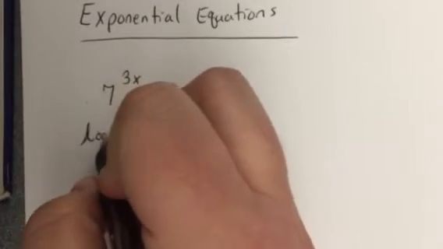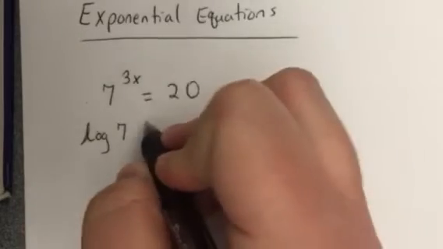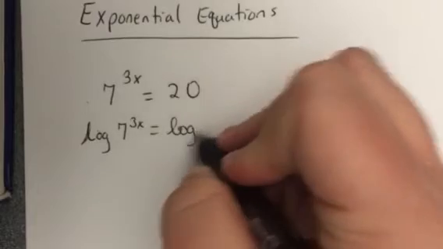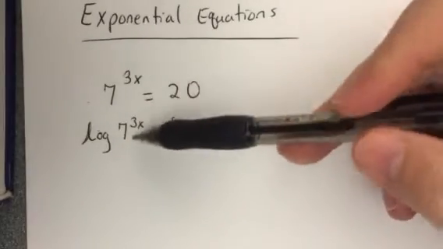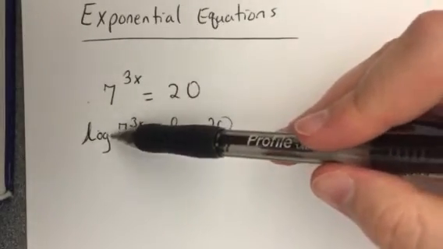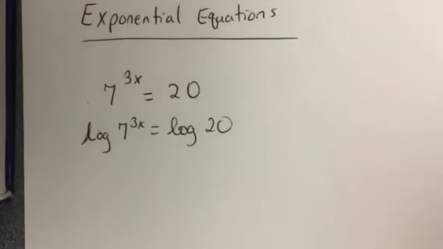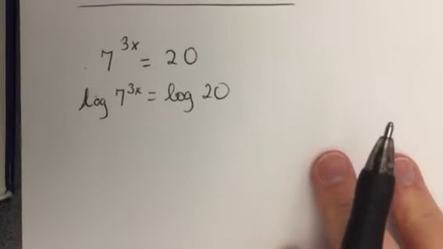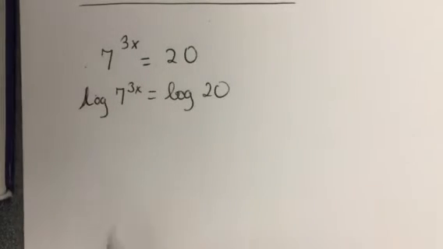Remember, your logarithms are the inverse of your exponentials. So basically what we've done by writing the log here is we are in the process of taking the inverse of that original equation. Okay, so far so good. We've written the log. Now let's continue and see what happens.